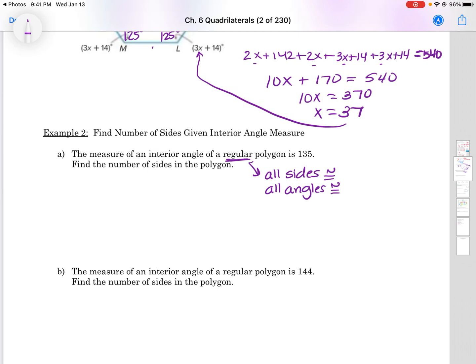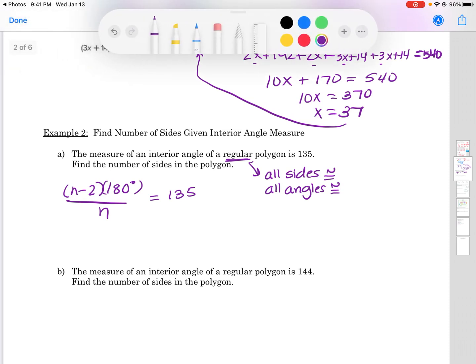So what we can do first is take the total, right? n minus 2 times 180. And if we divide that by the number of sides, that's how many angles there are. That would tell us how much each angle is worth. So we know that is going to equal 135. And now we can just solve for n to figure out how many sides we should be expecting here.